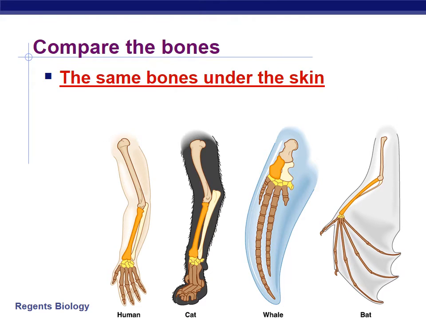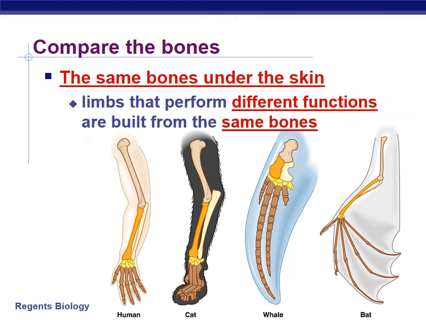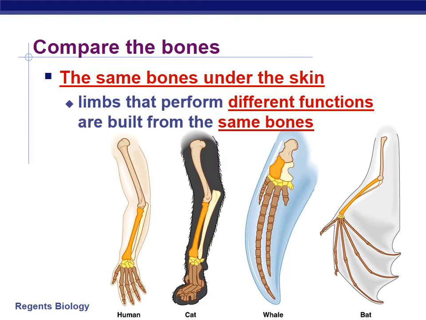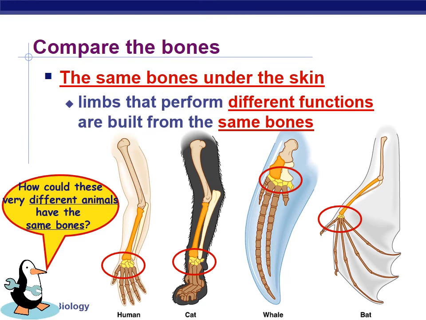Even though the outward appearance of all of our appendages look different, the human hand, the cat foot, the whale flipper, and the bat wing, underneath the skin, they have practically the same bones. So you can see that the limbs perform different functions, but are built from the same bones. They all have this same wrist-like structure in them at some place. So the question is, how could these very different animals actually have the same bones?